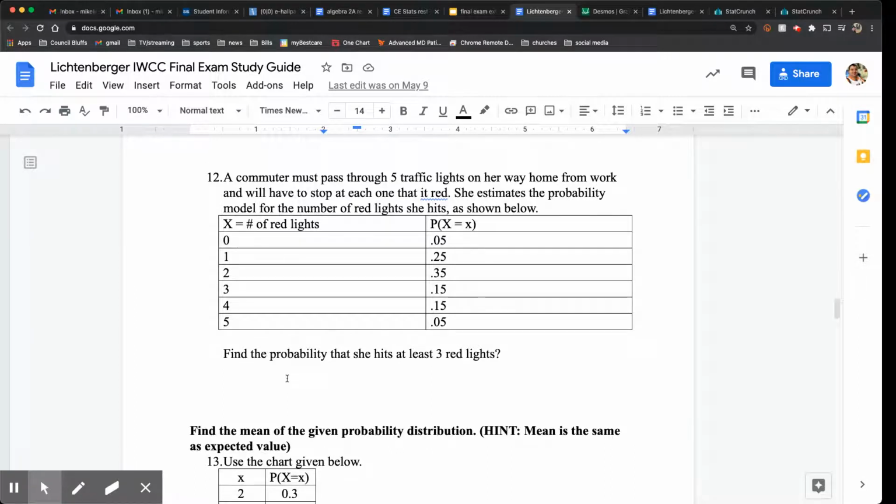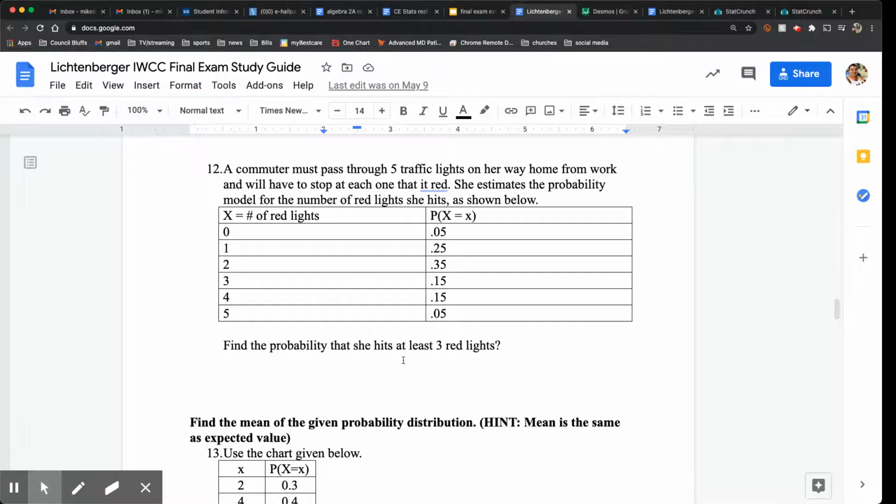So find the probability that she hits at least 3 red lights. So at least 3 red lights means 3 or more. 3 or more means these 3 right here. So the probability that she hits 3 red lights, so that's 15%, 15%, that's 30%, 35%. So the probability that she hits at least 3 red lights would be 0.35, 35%.